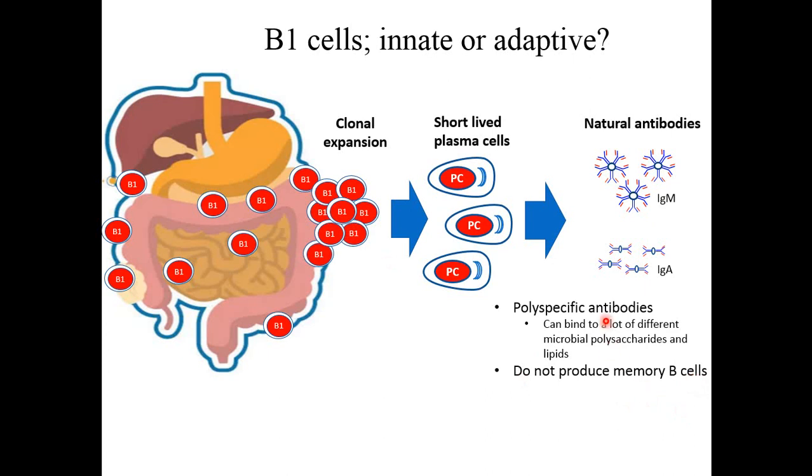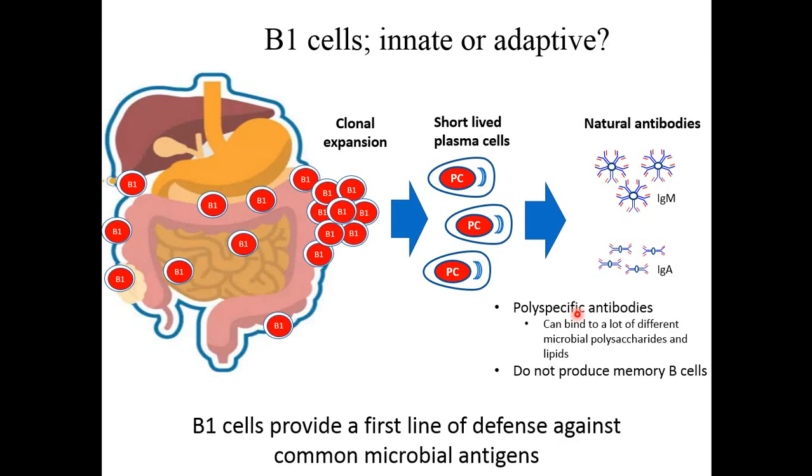And the antibodies that they produce are polyspecific. It's called polyspecific. They can bind to a lot of different microbial sugars, for instance. So they're not very specific. So they kind of are in a gray zone between innate and adaptive immune defense. Well, we separate immune response into innate and adaptive, but there are things which are sort of in between, in the intermediate region or in the gray zone between these two. And these B1 cells are one of those.